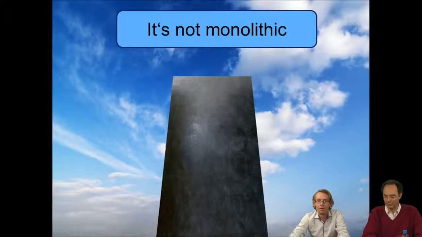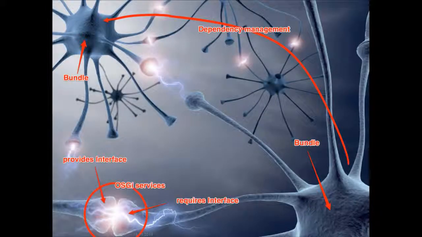OSGi is not a monolithic system. OSGi is much more like a neuronal network. Here you can see a neuronal network on the slide. You can think about each neuron as a bundle. Yeah, it's a module. It's a closed system, and each bundle can define dependencies to other bundles. Therefore, we can use well-defined dependency management, or we can use dependency injection by OSGi, by so-called OSGi services.